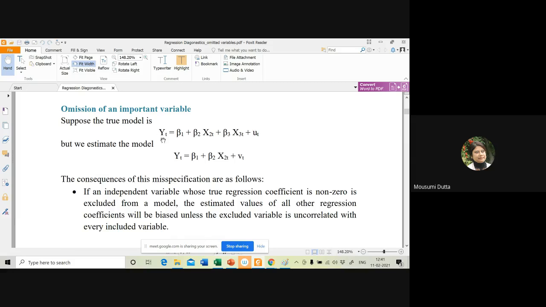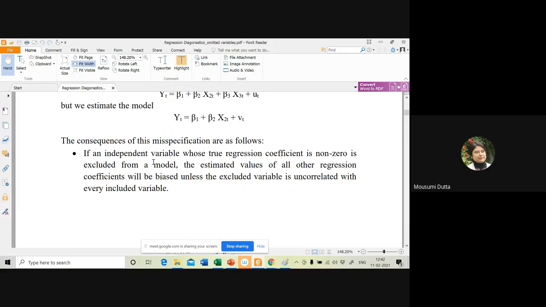So suppose this is a demand equation. Both price and income, these two variables have immense impact on the demand. However, we didn't understand it, or we couldn't collect the data on income, and we are considering only the price. X2t is the price. The consequences of these misspecifications are as follows.